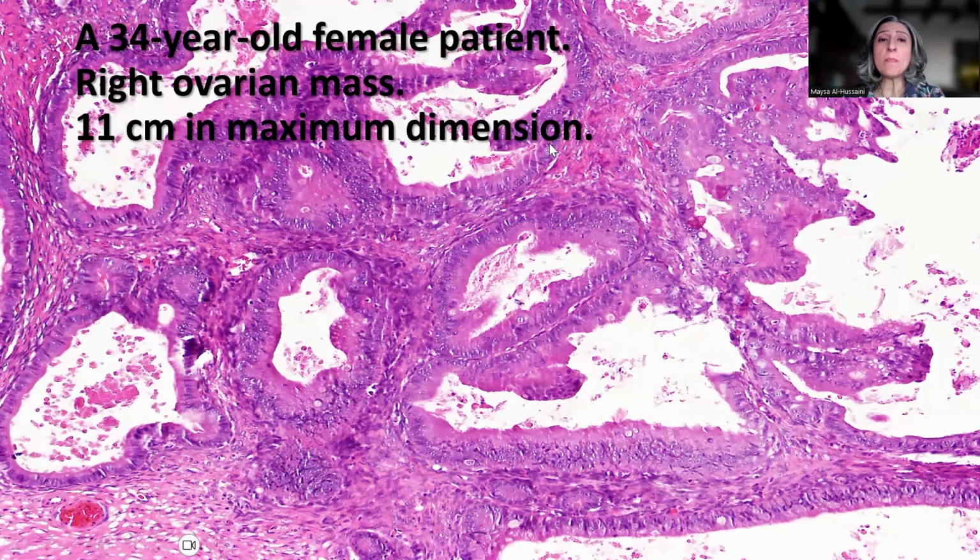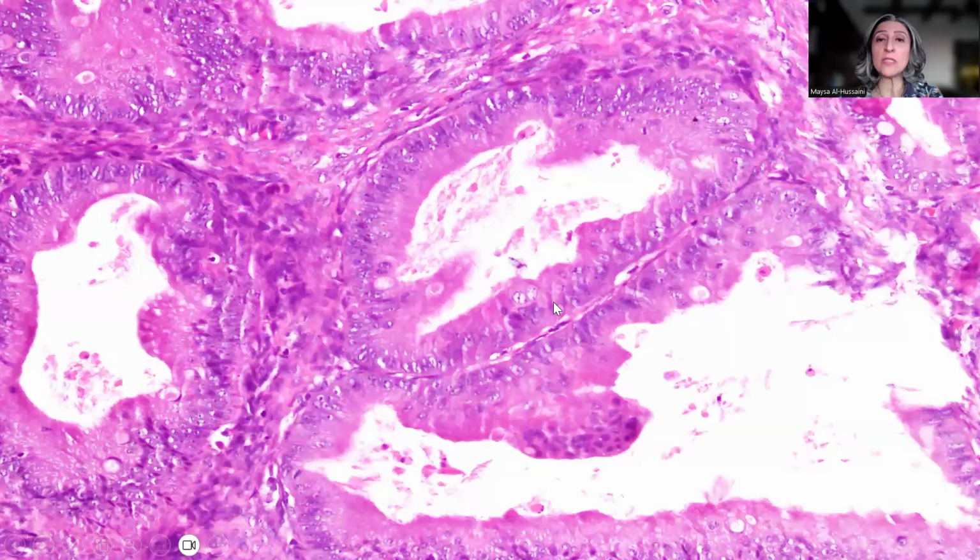So on low power magnification, as you can see, there is an expansile growth pattern of variably sized glands with stratification of the lining cells as well as atypia. Now, the size of this focus on low power magnification was exceeding 5 millimeters in one dimension, which really qualifies for the expansile pattern of invasion in mucinous carcinoma.